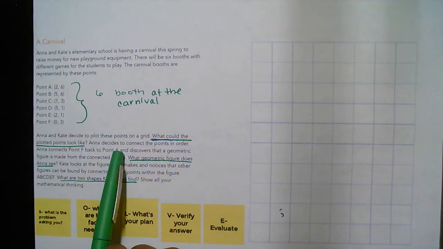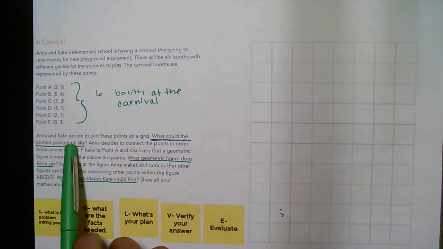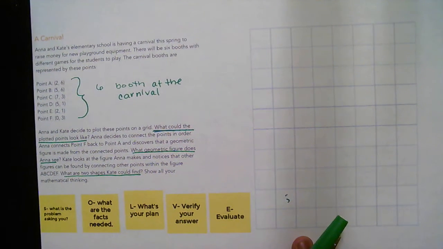So now I have to kind of pause for a minute because I'm like, okay, not only are they plotting the points, but they're also connecting each point, right? And Anna connects point F back to point A. So that means I have to connect the dots as I am plotting. So this is what I'm thinking as I was reading this word problem. Okay, so let's look at the S.